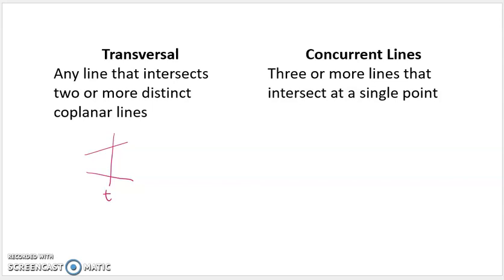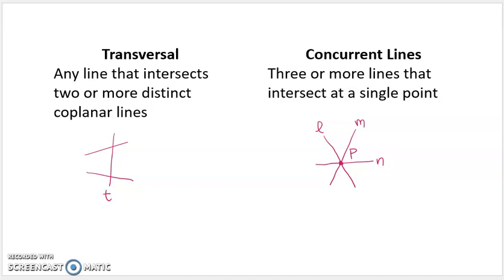Another word that is often used when you're talking about lines is concurrent lines. Concurrent lines are three or more lines that intersect at a single point. So if I have two lines, those are just intersecting lines. That happens all the time. If I have a third line that intersects at that same point, so all of those three lines intersect at the same point P, then the three lines L, M, and N would be considered concurrent lines. And you can have more than three. You could have four that intersect at that point, or five, or however many.